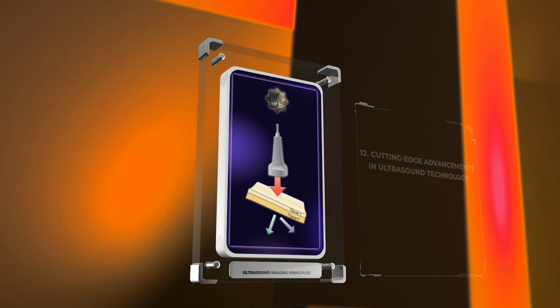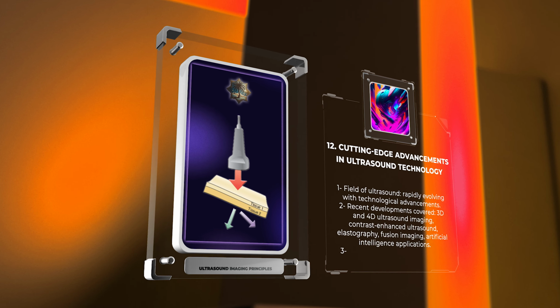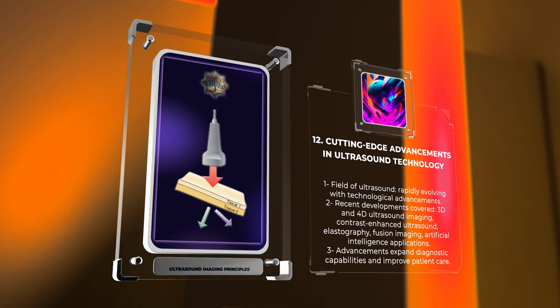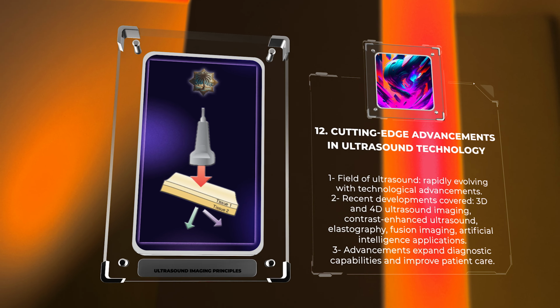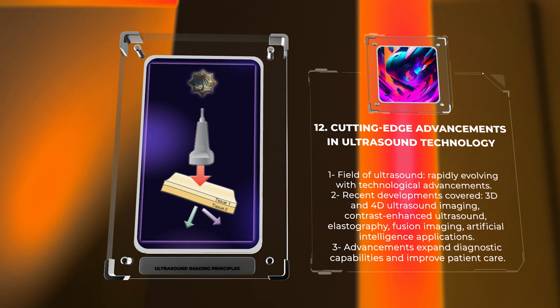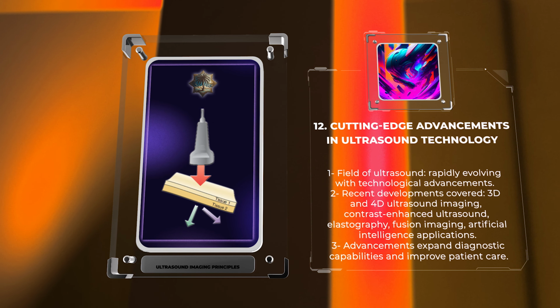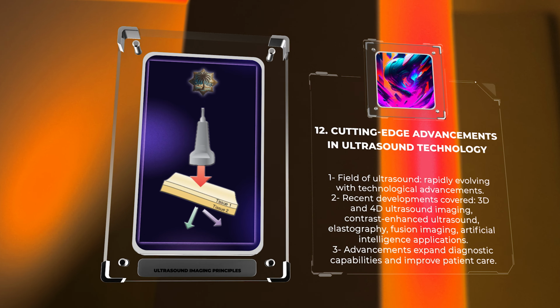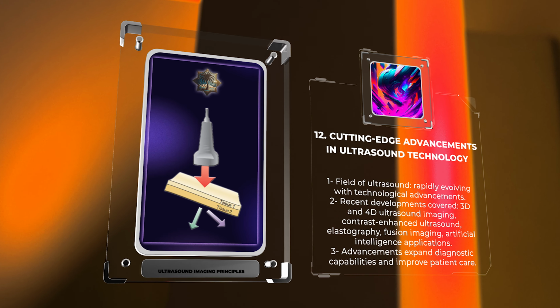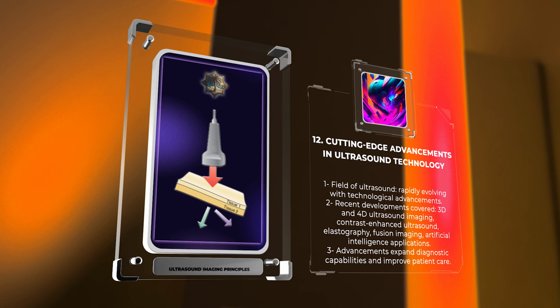The field of ultrasound is rapidly evolving with technological advancements. This final topic will provide an overview of recent developments, such as 3D and 4D ultrasound imaging, contrast-enhanced ultrasound, elastography, fusion imaging, and artificial intelligence applications. These advancements expand the diagnostic capabilities and improve patient care in the realm of ultrasound.